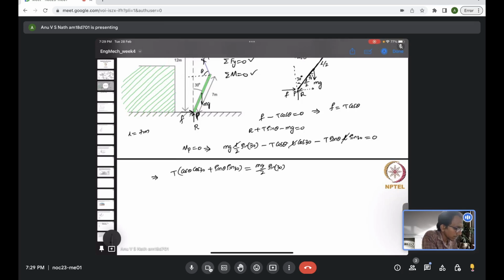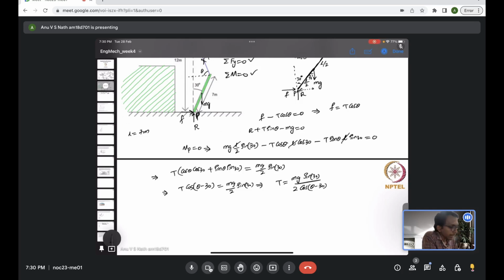And if you rearrange, you really don't need to use the identity here. You can explicitly evaluate cos theta and sin theta and use that, but because it looks like the identity cos A cos B plus sin A sin B, which is just cos of A minus B, it's cos of theta minus 30. I'm just using the identity, you don't really need to use it. So it's mg by 2 into sin 30, and from this the tension can be evaluated as mg sin 30 by 2 cos of theta minus 30.